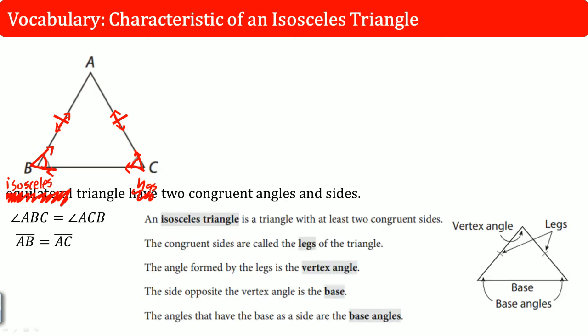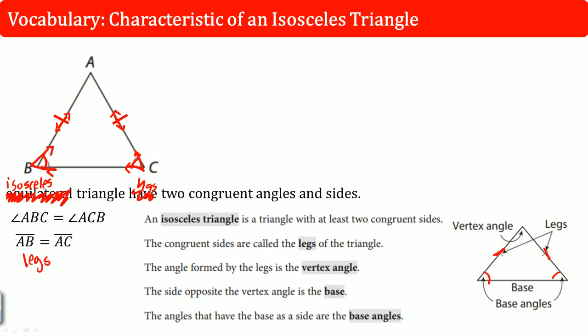Here's some vocab that you might see in your problems. The base angles are these angles that are the same. The congruent sides are also referred to as the legs. So these are the legs. Think of the legs that you have on you, they're both the same length.